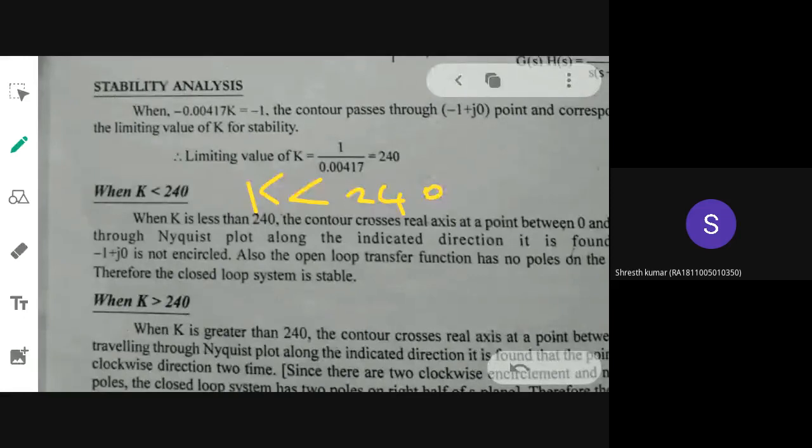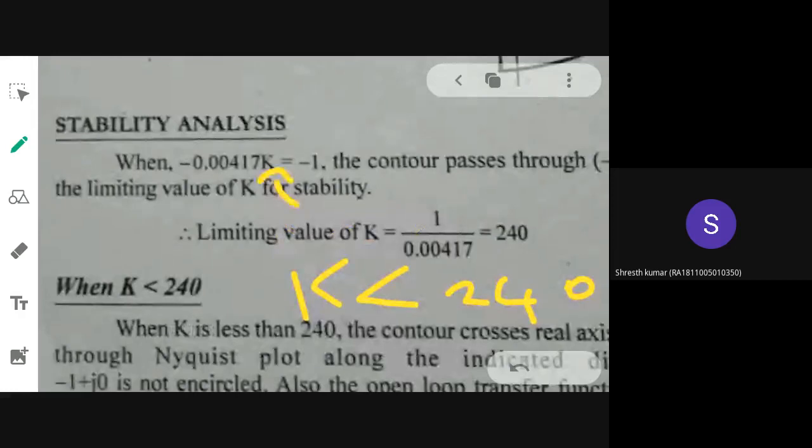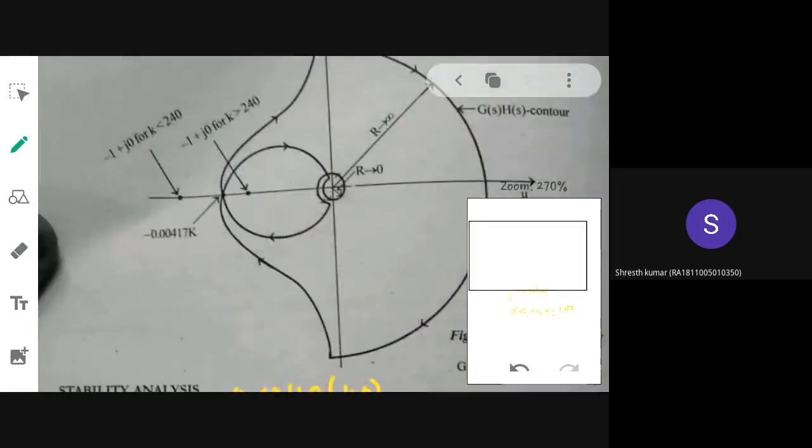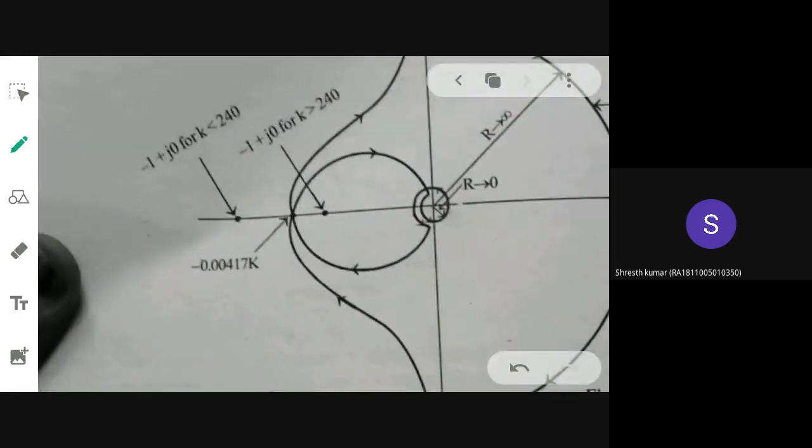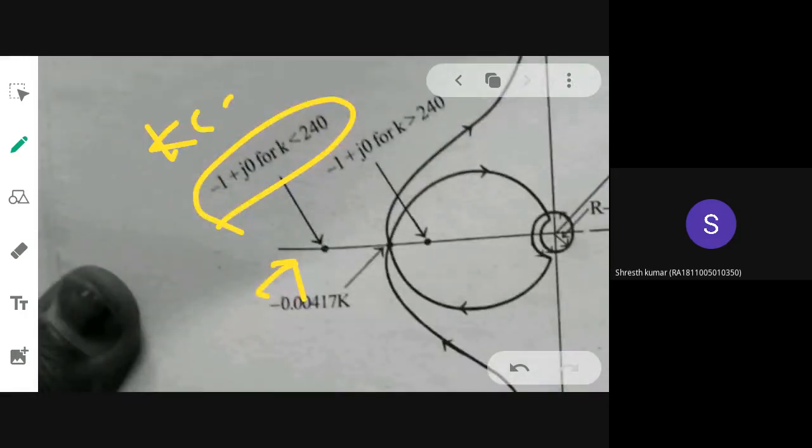Suppose I am choosing 100, which is less than 240, you have to substitute that 100 in this equation. So minus 0.0417 into 100 if you are substituting. That is for K less than 240. That is the crossing point actually. If you are choosing this value, then that crossing point is coming over here. Whenever you are choosing a lesser value, which is less than 240, then the crossing point is coming at this location. But if you are clearly observing, at this particular location, there are no encirclements. The encirclements are nil.